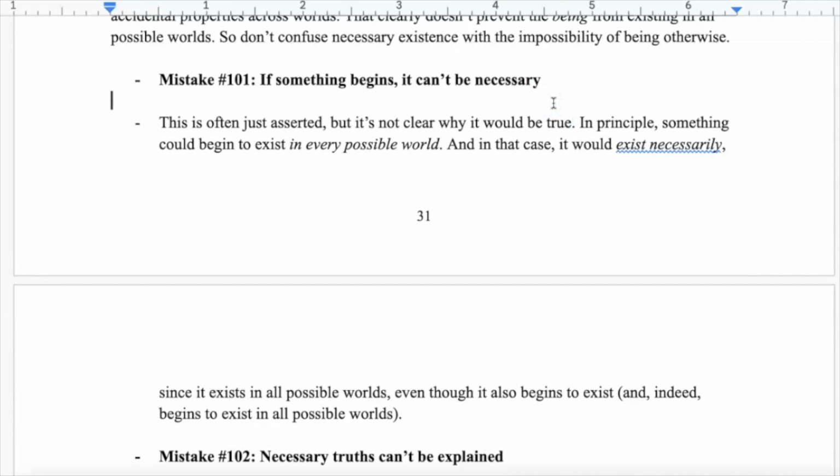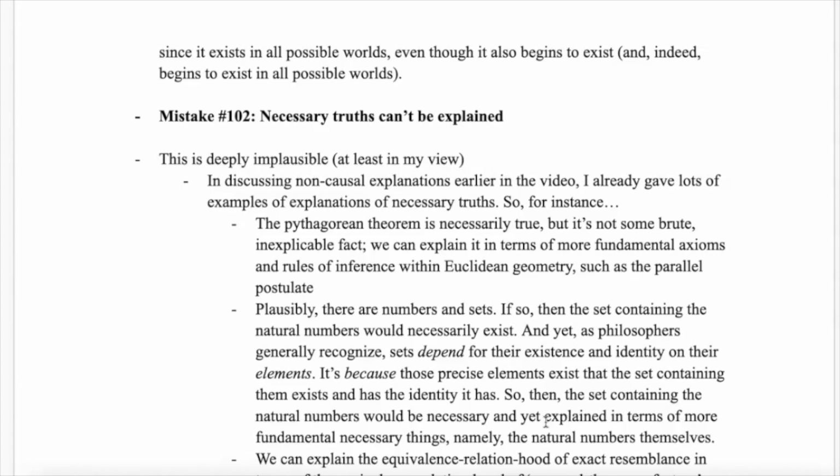What matters isn't the semantics here, but rather that we see certain conceptual distinctions and that some things don't imply others given how we define them. So what matters ultimately is that you understand the relevant distinctions and how some of them can cross-cut, how some of them bear entailment relations to one another, and how some of them fail to bear entailment relations to one another. Alright, mistake number 102. Necessary truths can't be explained. This is deeply implausible, at least in my view. In discussing non-causal explanations earlier in this video, I already gave lots of examples of explanations of necessary truths, right?